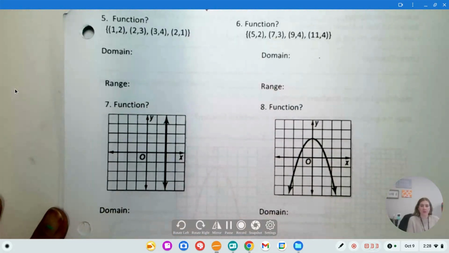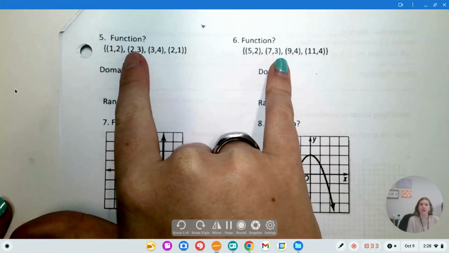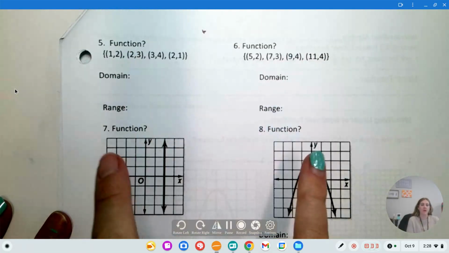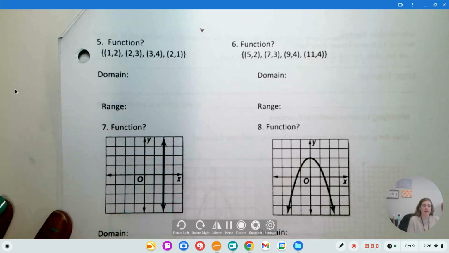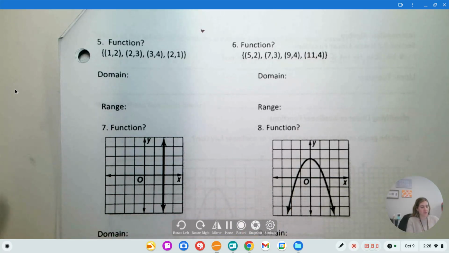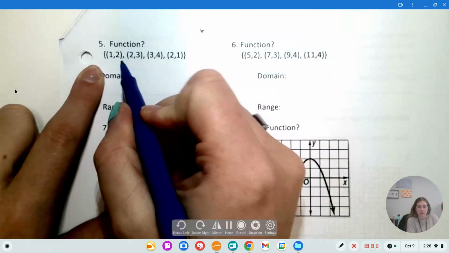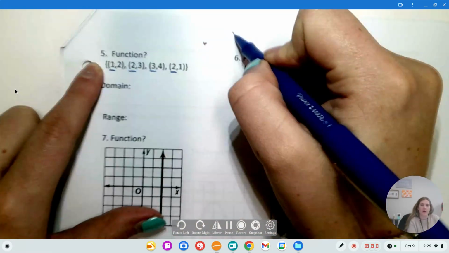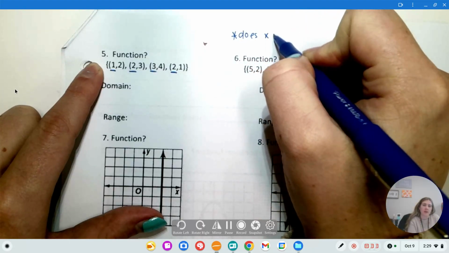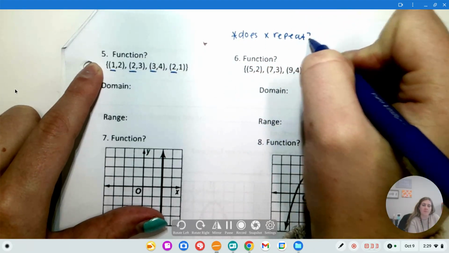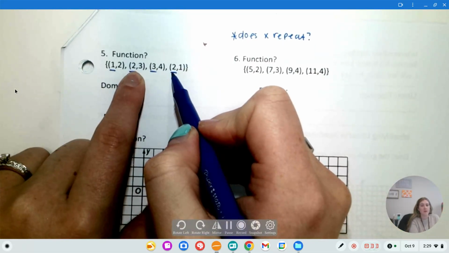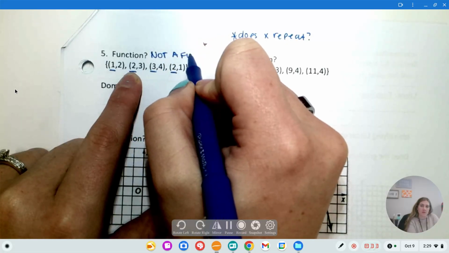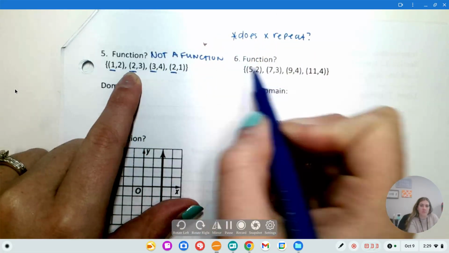Now, very similar to what we talked about on the other page, this time we have 2 sets of ordered pairs, and then we have 2 graphs. So we're going to ask: do the x's repeat? Does the line pass the vertical line test? So here, is this a function? Okay, so my x's are 1, 2, 3, and 2. Now remember, that question is, does x repeat? So here, does x repeat? Yeah, 2 happens twice. So not a function, because x repeats.